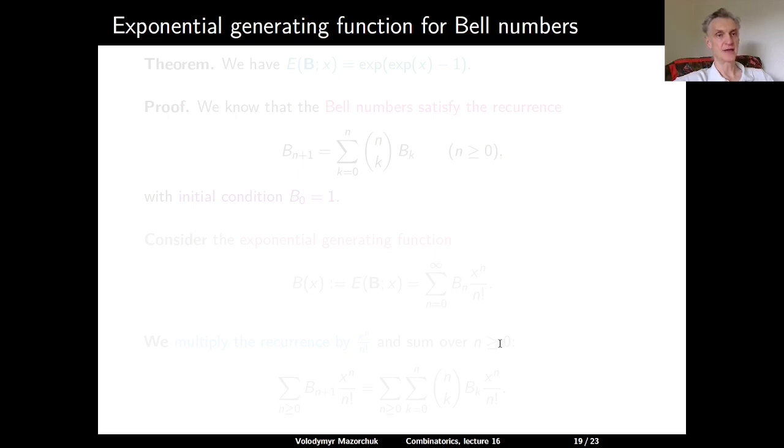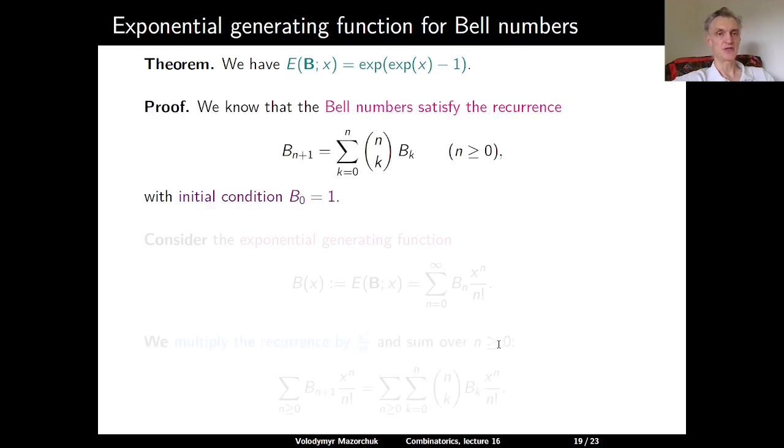Finally, let us discuss the exponential generating function for Bell numbers. Theorem: the exponential generating function for Bell numbers is equal to the exponent of e^x minus 1. Here is a short proof. We know that Bell numbers satisfy the recurrence that B_{n+1} is equal to the sum over k from 0 to n of n choose k times B_k. We have proved this recurrence, and the initial condition is that B_0 is 1.